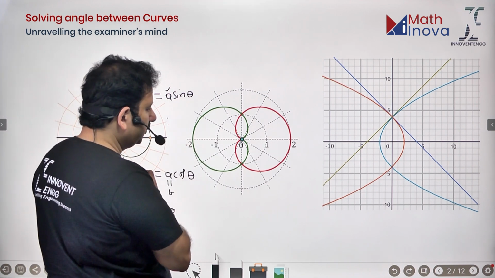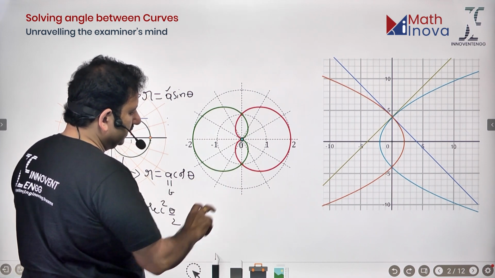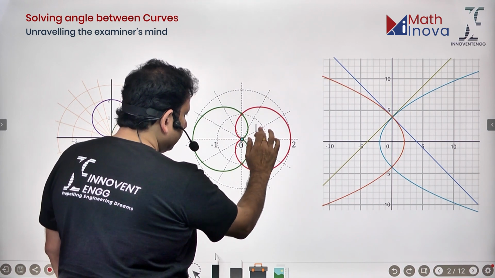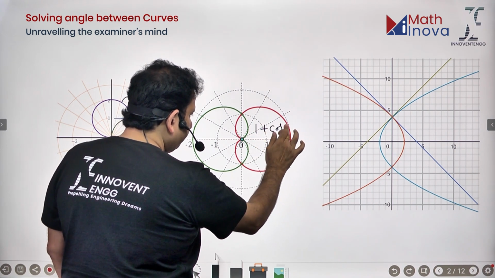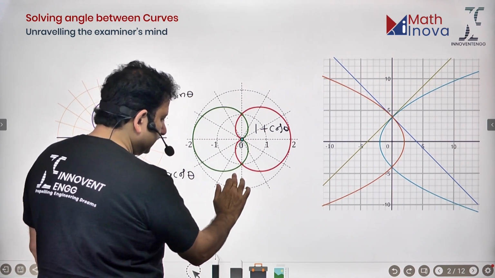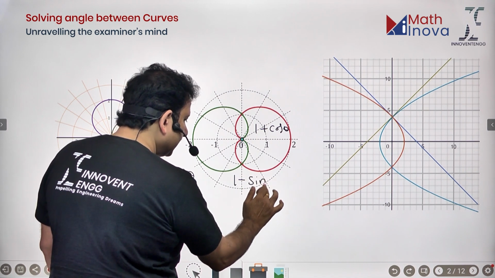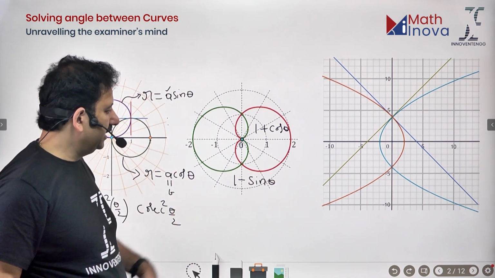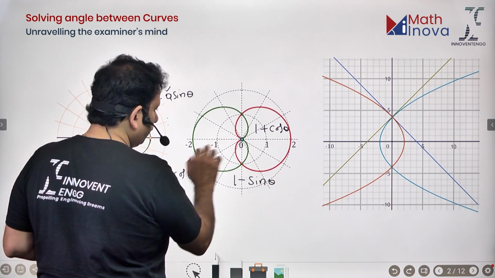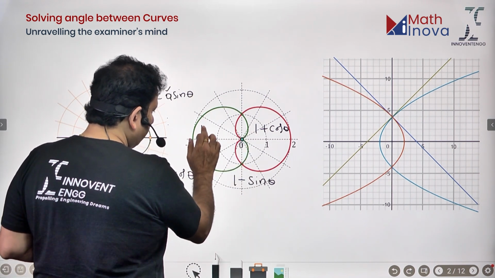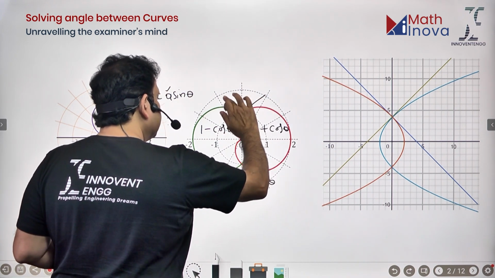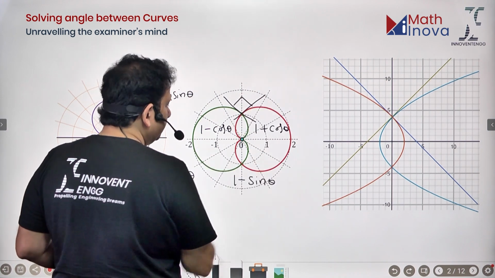Now we'll come to the cardioids. Somebody may think that if the cardioid is flipped, that is, this is the cardioid that pertains to 1 plus cos theta, and if the cardioid is flipped by 90 degrees, you would get 1 minus sine theta, which is not going to be orthogonal to this cardioid. Observe carefully. What is going to be orthogonal to this cardioid would be 1 minus cos theta.